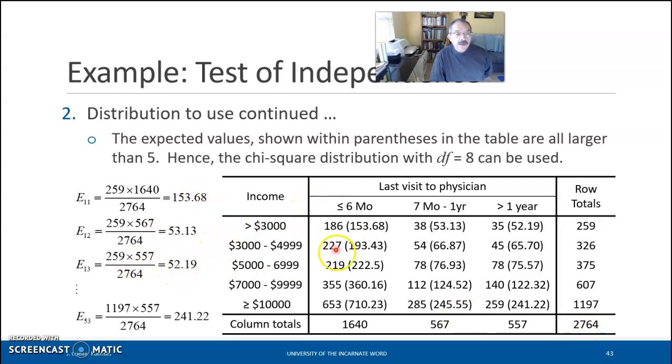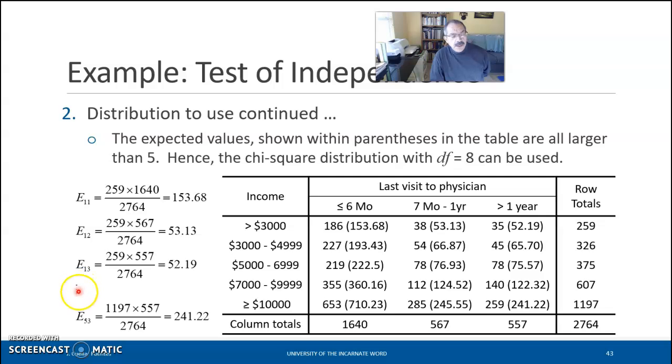And then you continue with the second row, and you multiply the second row total, 326, times 1,640 divided by 2,764, and you obtain 193.43. So the expected values in here have been calculated already, and they're shown within the parentheses.